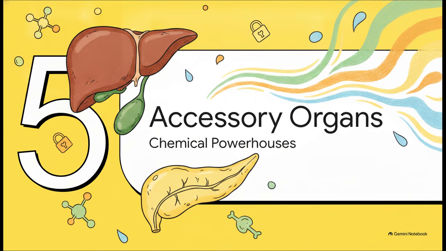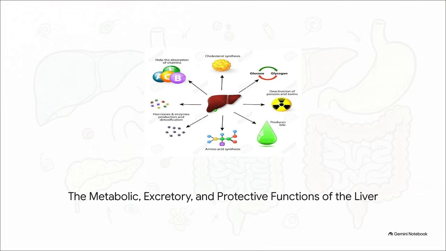Section 5. Accessory organs, liver and pancreas, the chemical powerhouses. Now, digestion in the small intestine heavily relies on helpers pouring fluids in from the outside. The liver is unbelievably multifunctional. Weighing in at about 1.5 kilograms, it is the largest gland in the body. Think of it as a massive metabolic factory. It produces bile, which gets stored in the gallbladder to help digest fats.